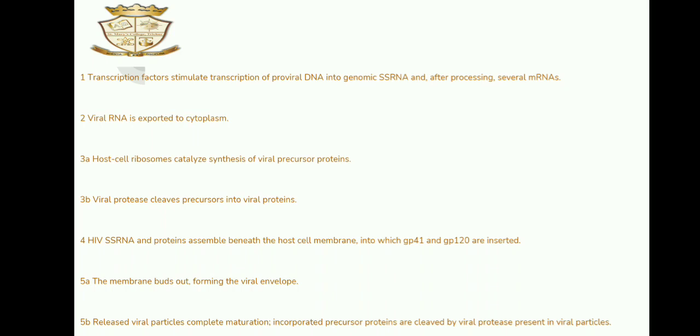Viral RNA is exported to the cytoplasm. Host cell ribosomes catalyze synthesis of viral precursor proteins. Viral protease cleaves precursors into viral proteins. HIV single-stranded RNA and proteins assemble beneath the host cell membrane, into which glycoprotein 41 and glycoprotein 120 are inserted. The membrane buds out, forming the viral envelope. Released viral particles complete maturation, as incorporated precursor proteins are cleaved by viral protease present in the viral particles.